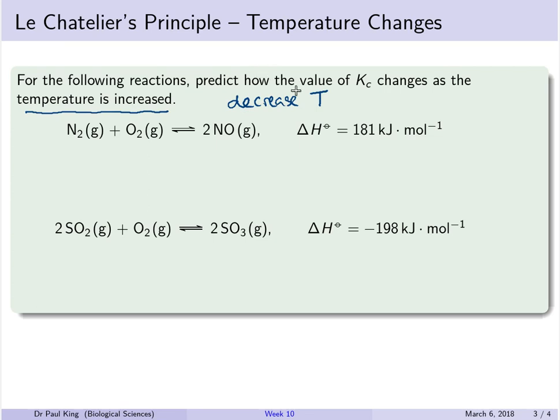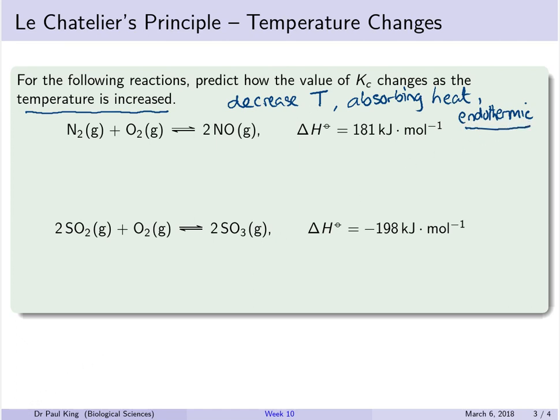And it can decrease the temperature by absorbing heat or moving in the direction that absorbs heat. And a process that absorbs heat is one that is endothermic. So if we increase the temperature, the system will try to decrease the temperature by absorbing heat. That is, the equilibrium will move in the endothermic direction.